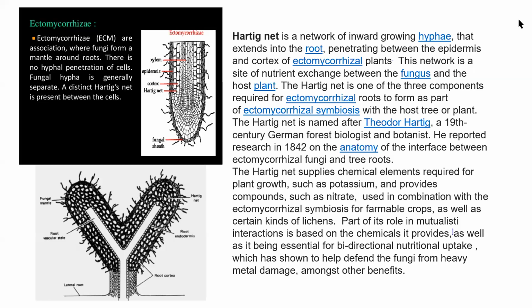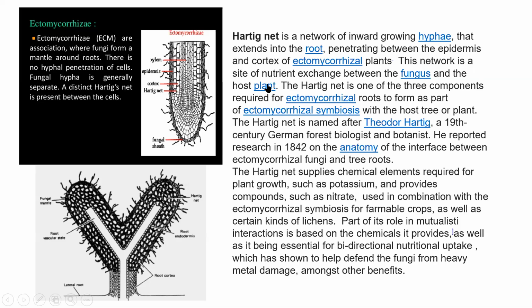So this thick mantle which is found surrounding the root is called the Hartig net. The Hartig net is a network of growing hyphae that extends into the root. It penetrates between the epidermis and the cortex. So it will lodge between the epidermis and the cortex, it will not grow further into the cortical cells. So this is called the Hartig net.